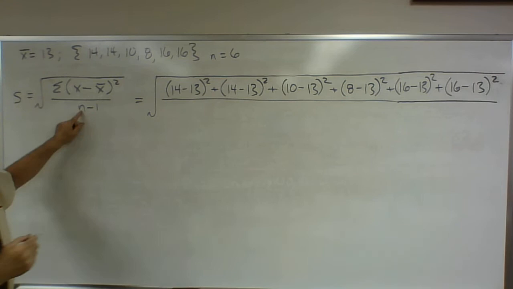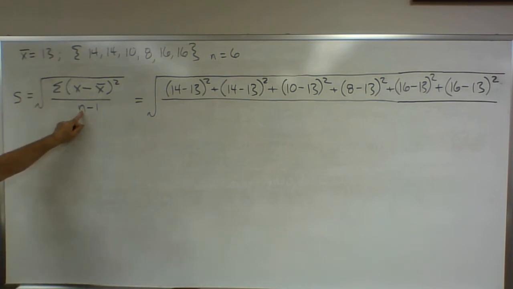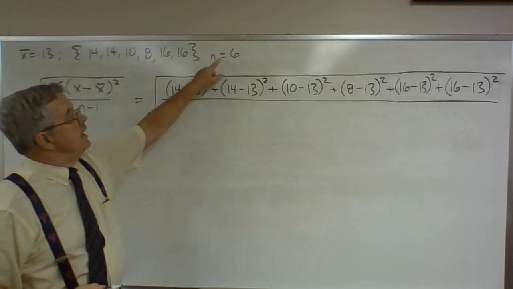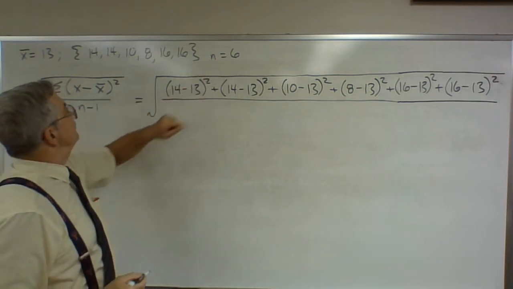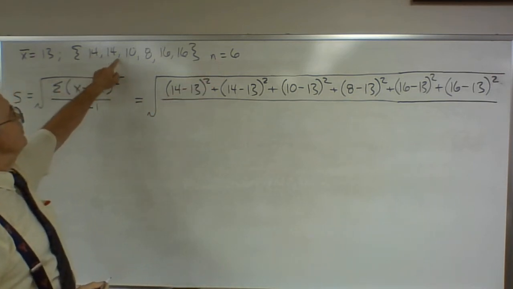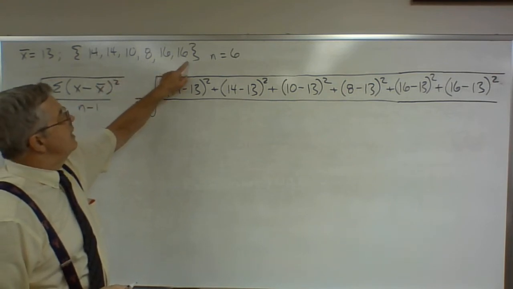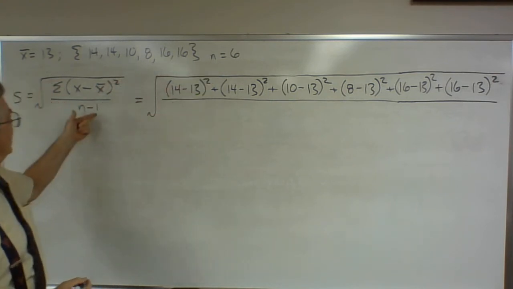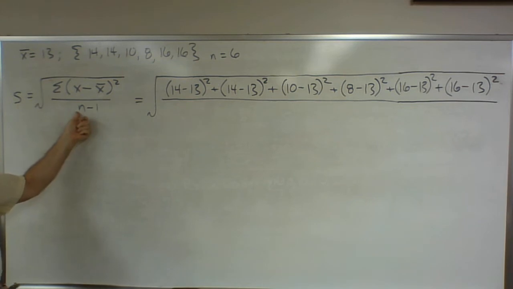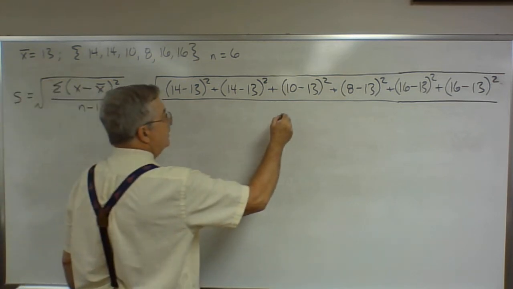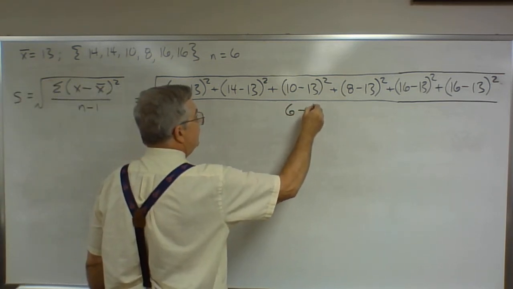And all of this goes over n minus 1, where n is the number of data values. N is 6. We have 6 data values. 1, 2, 3, 4, 5, 6. N is 6. On the bottom, we want n minus 1. So we're going to put 6 minus 1 here.